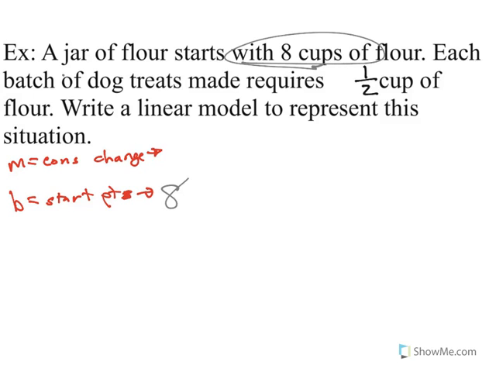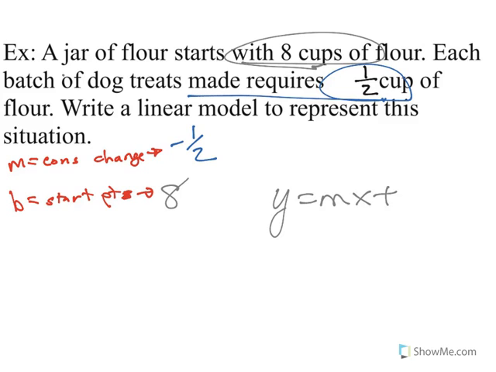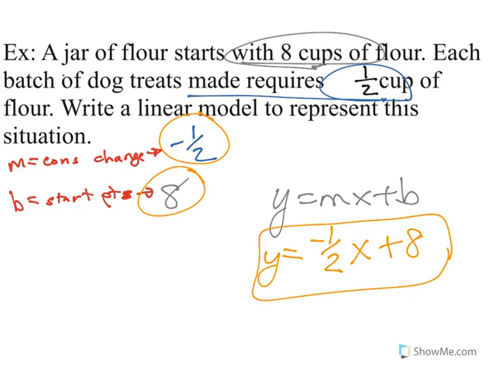Then we look and we have a constant change of 1/2. But we're using 1/2 cup of flour, right? So therefore it's going to be negative because every time I make a batch of dog treats, that flour goes away. So because it decreases, that is a negative. So remember we have our y equals mx plus b. I can say, okay, my slope is negative 1/2, then I have x, and my y-intercept is a positive 8. So my linear model is y equals negative 1/2 x plus 8.